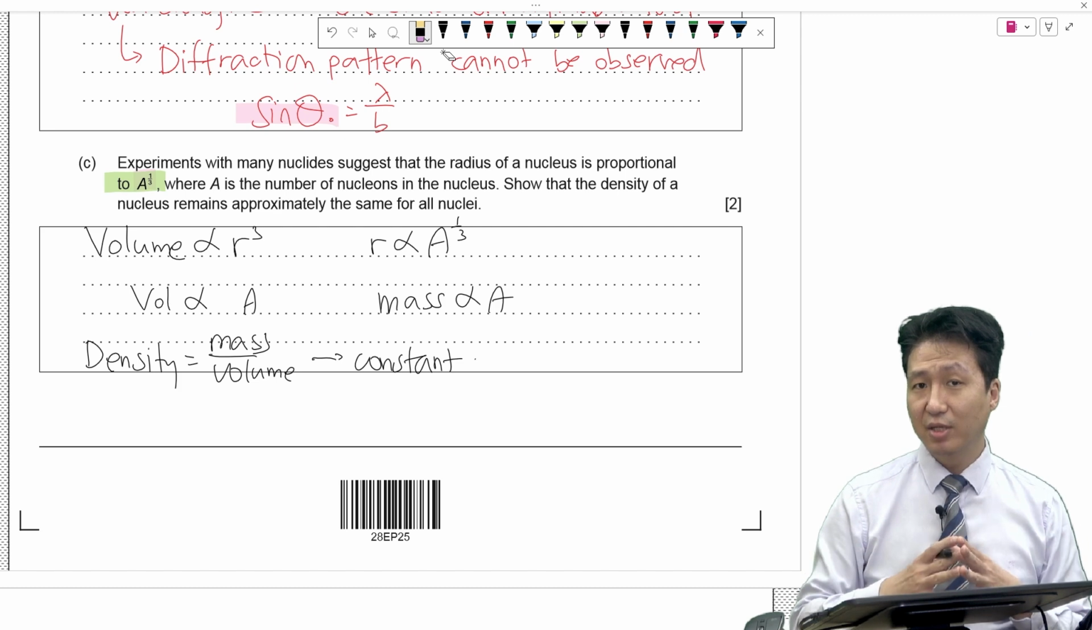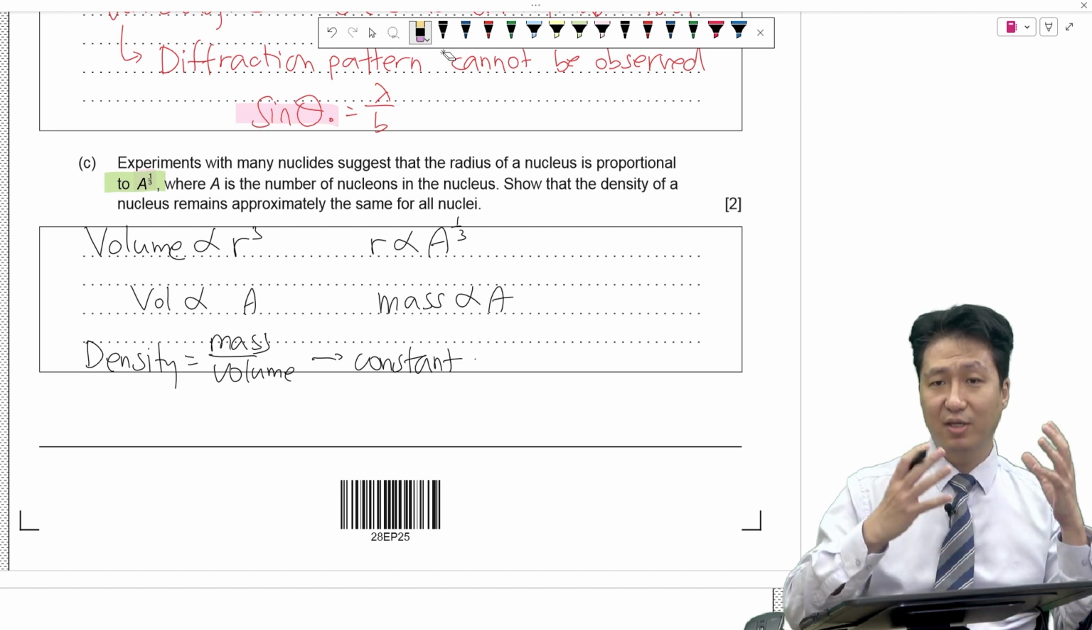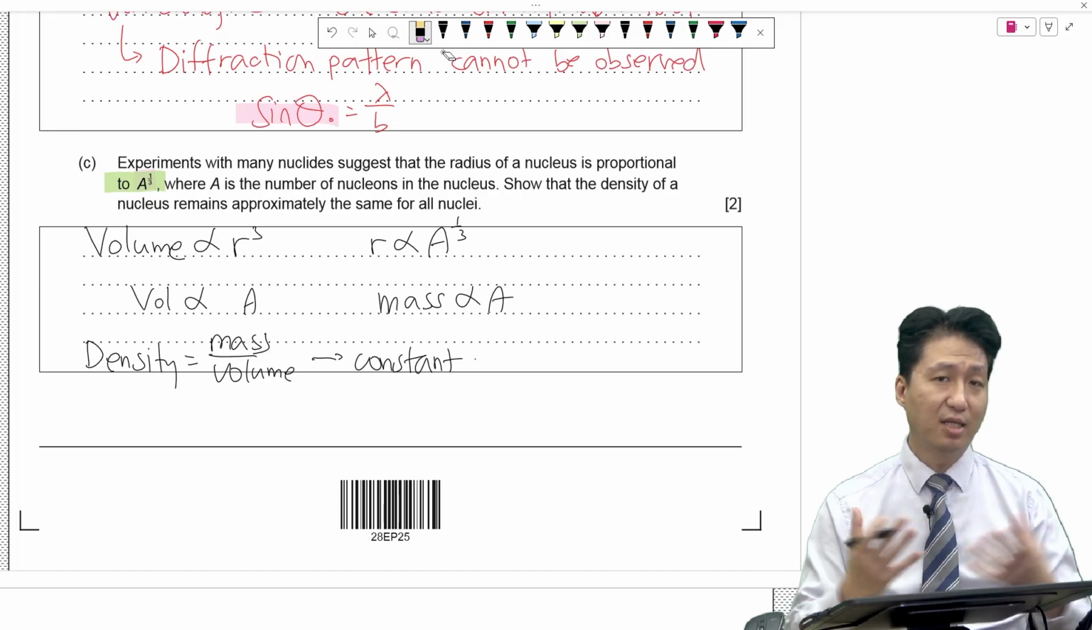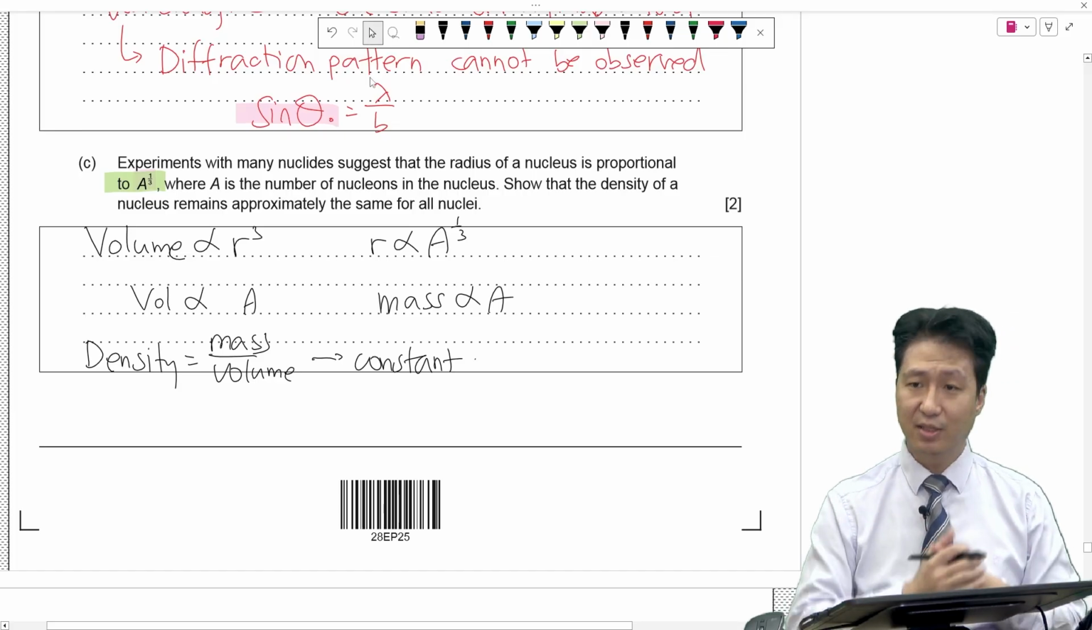Another explanation of this would be that if you have water, it has a certain density. Adding more water does not change the density of the water you already have. Same thing with the nucleus.